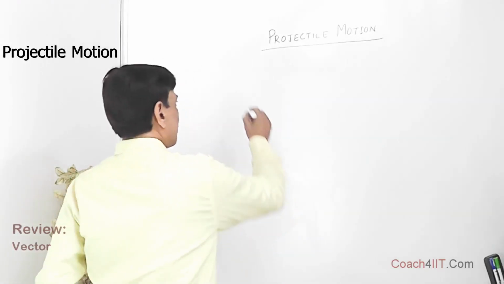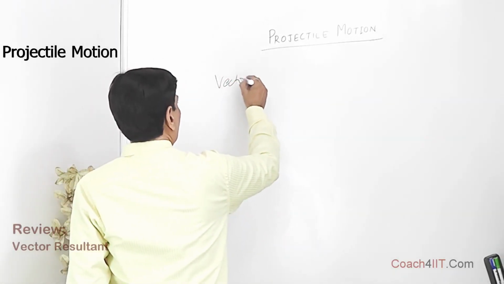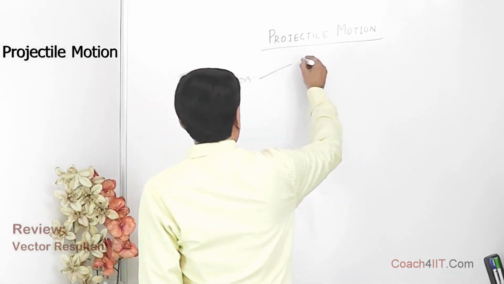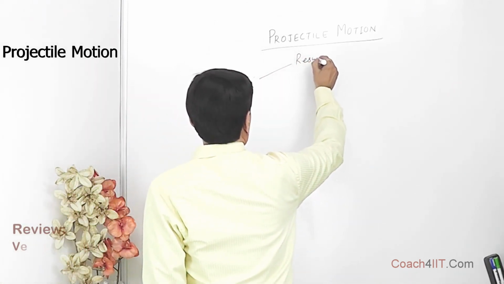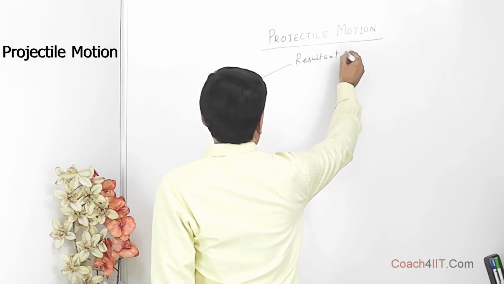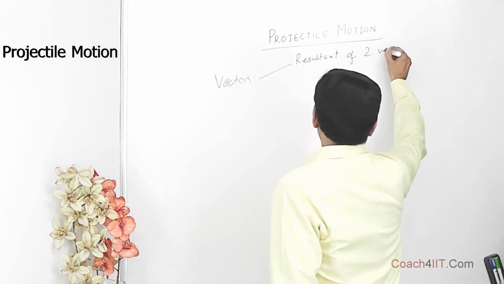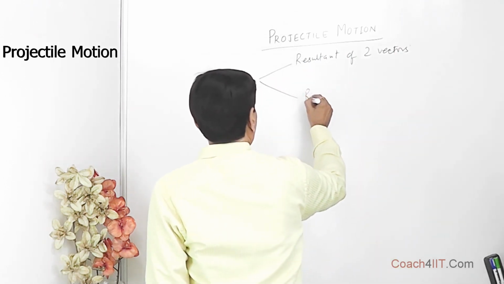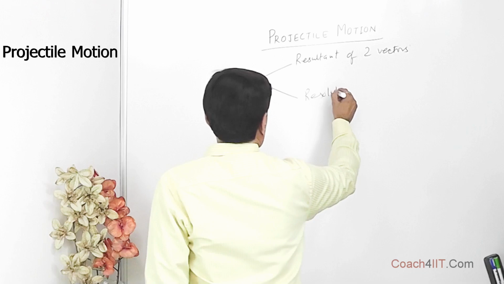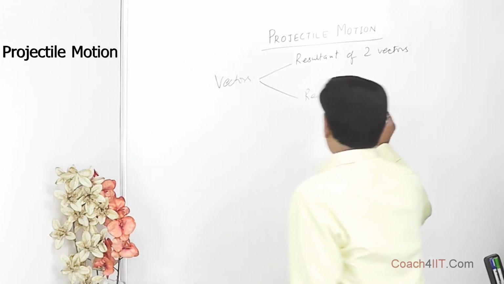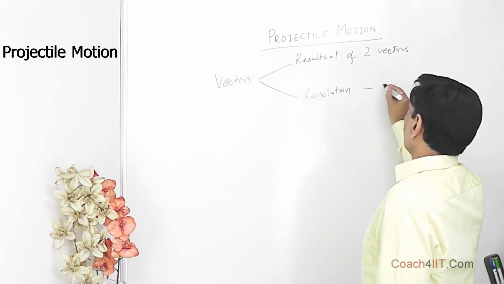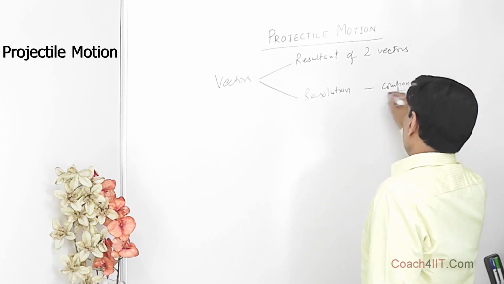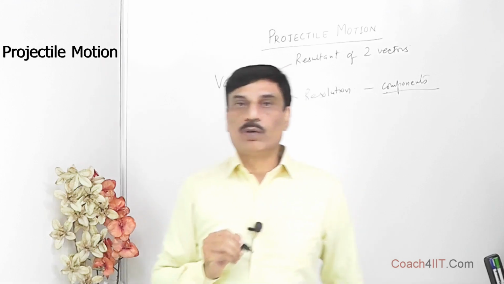Talk about vectors. In vectors, over here we shall be understanding two things. One is finding the resultant of two vectors, how to find the resultant of two vectors, and the second is resolution, that is, how to break a vector into its components. And that too, specifically, we shall be talking about the rectangular components.